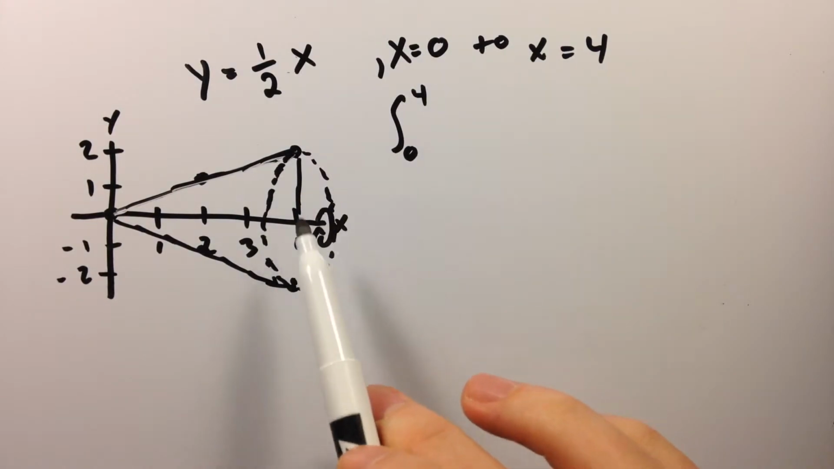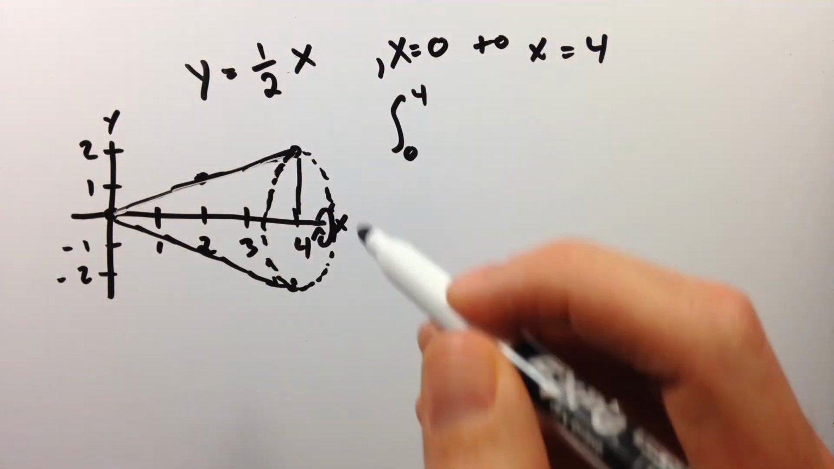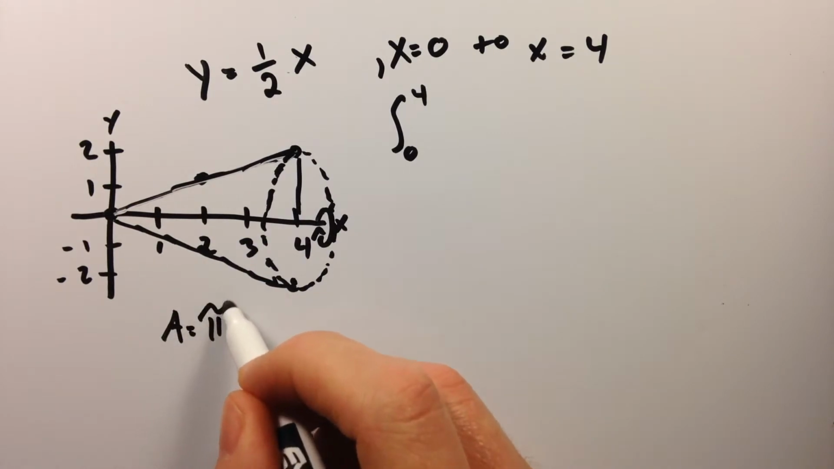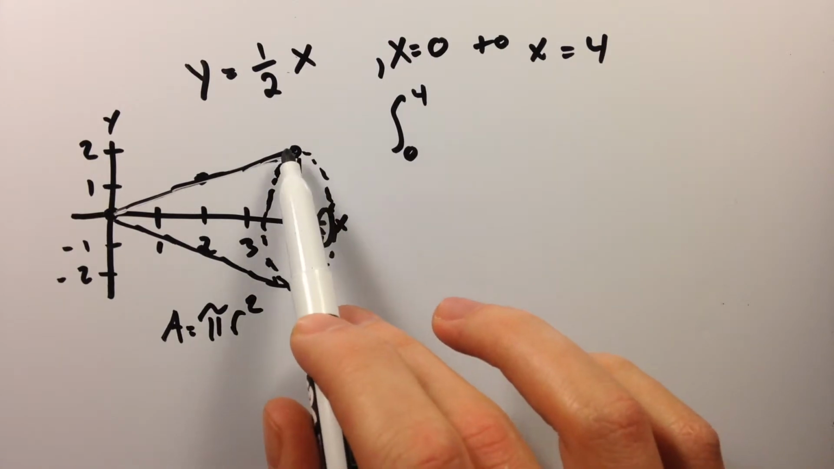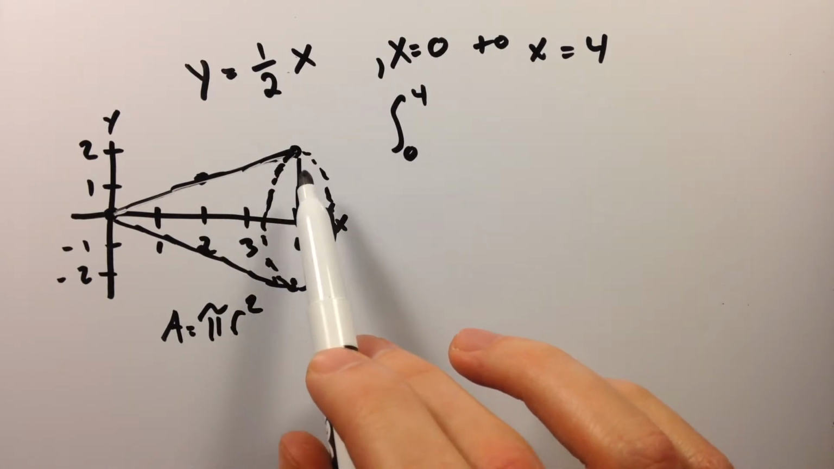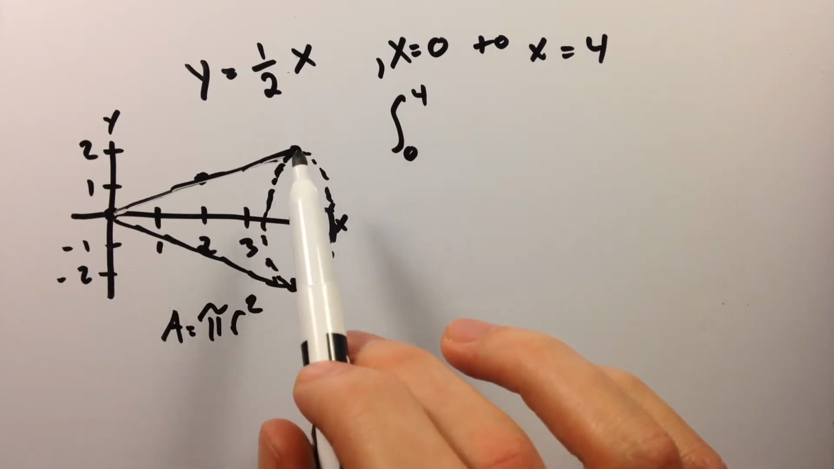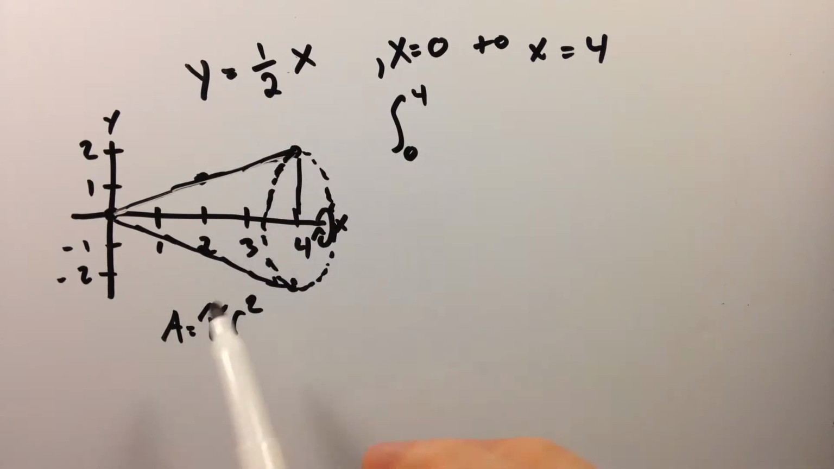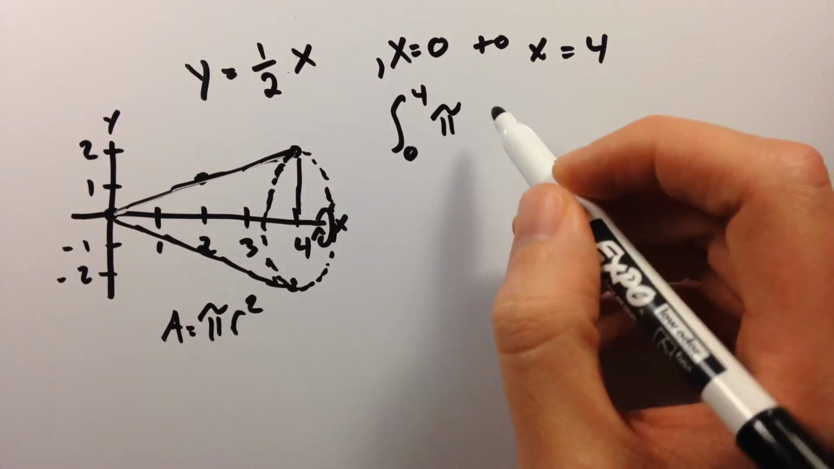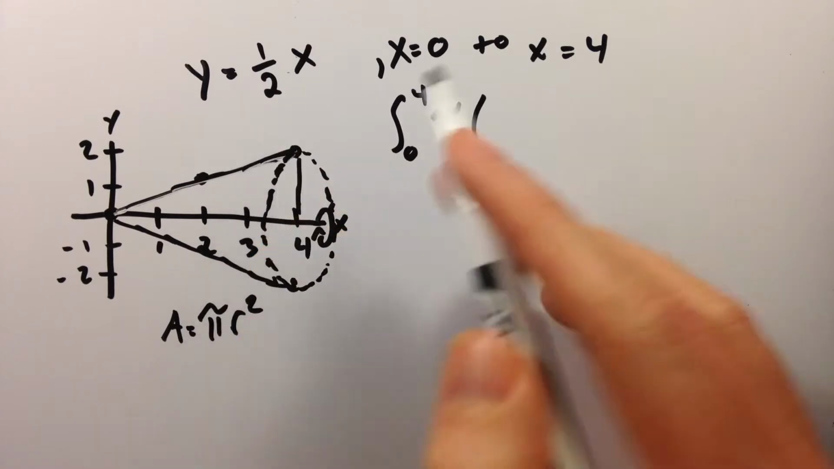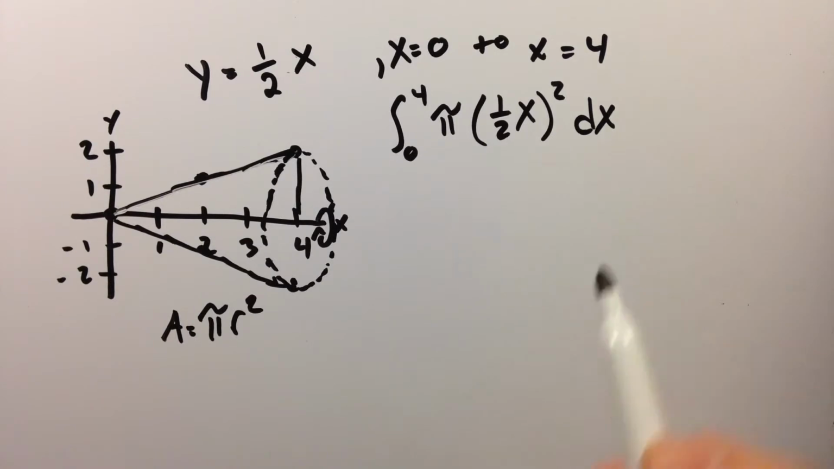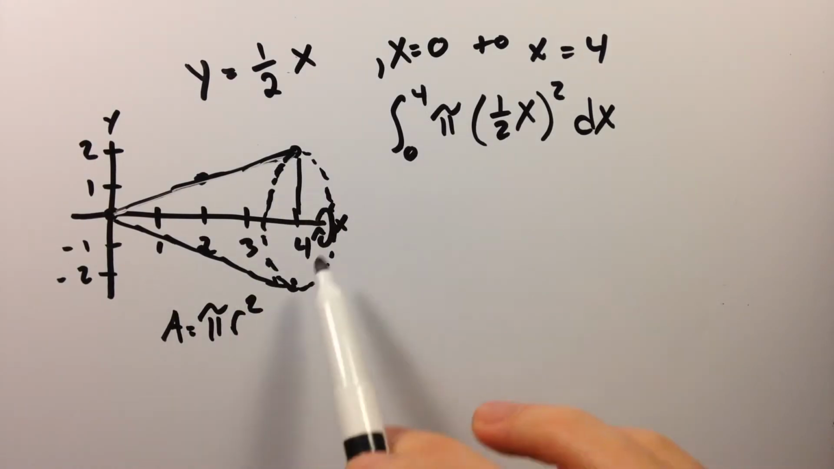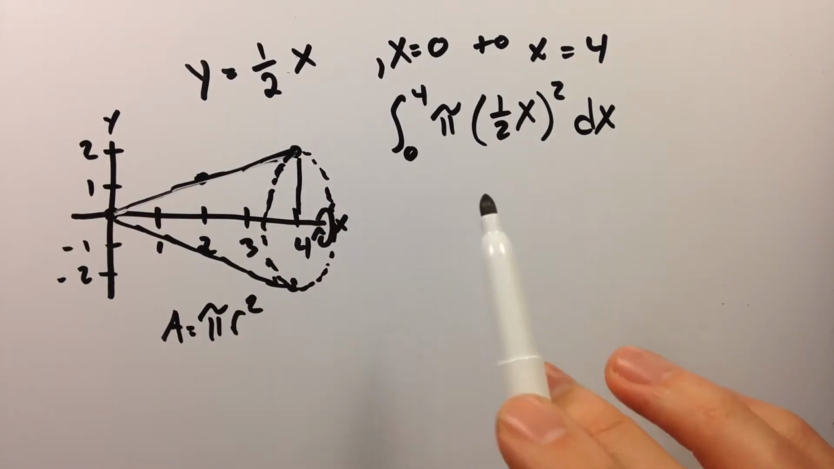Now the formula for the area of a circle is pi r squared. So I can put that in here. Area equals pi r squared, where r is our radius. But our radius is a changing function. It is 1/2 times x. And we're summing up all these circles. So we would have pi times our radius, which is 1/2 x, squared, dx, and this integral would give us the volume of this cone from 0 to 4.